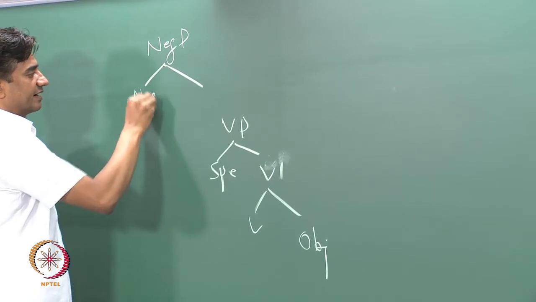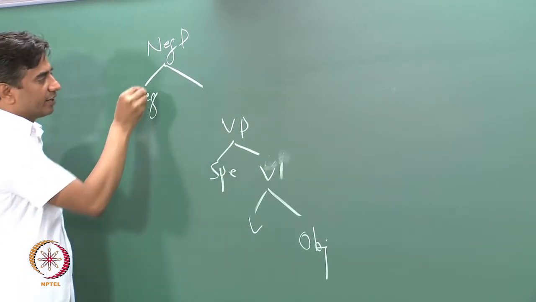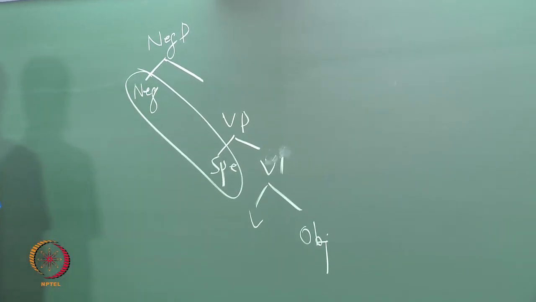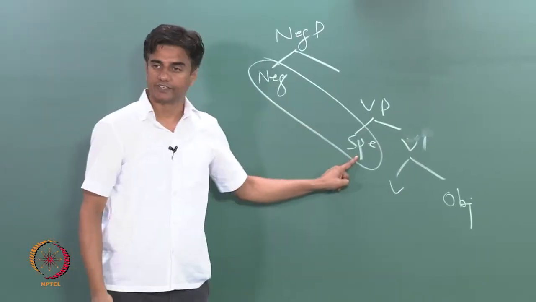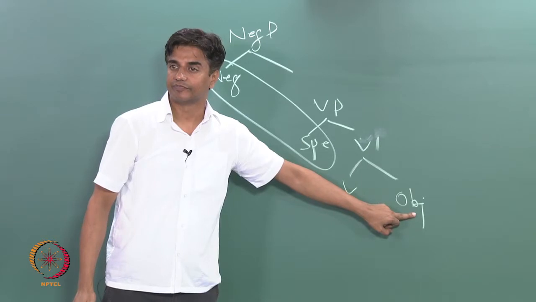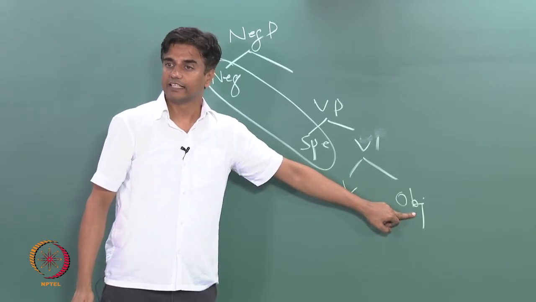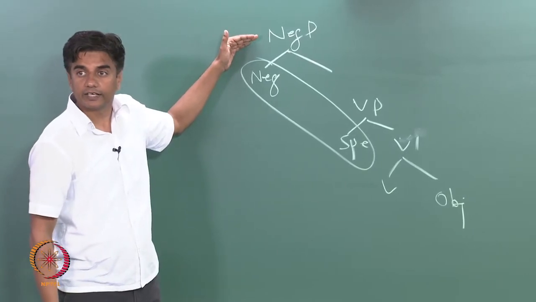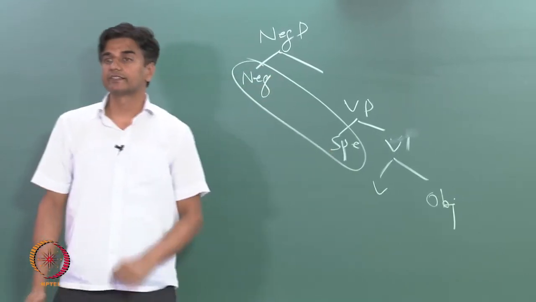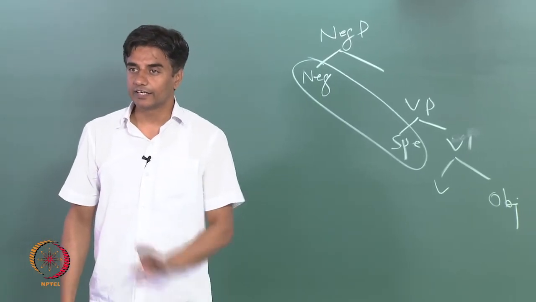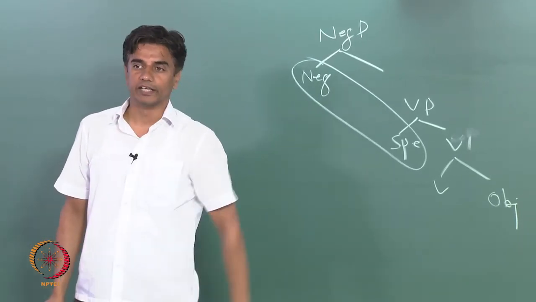From here it can see command this position. Okay? It can see command this position. It can also see command this position. Alright? Therefore, negation being in the functional domain helps licensing configurations. Right? But there is a problem here.